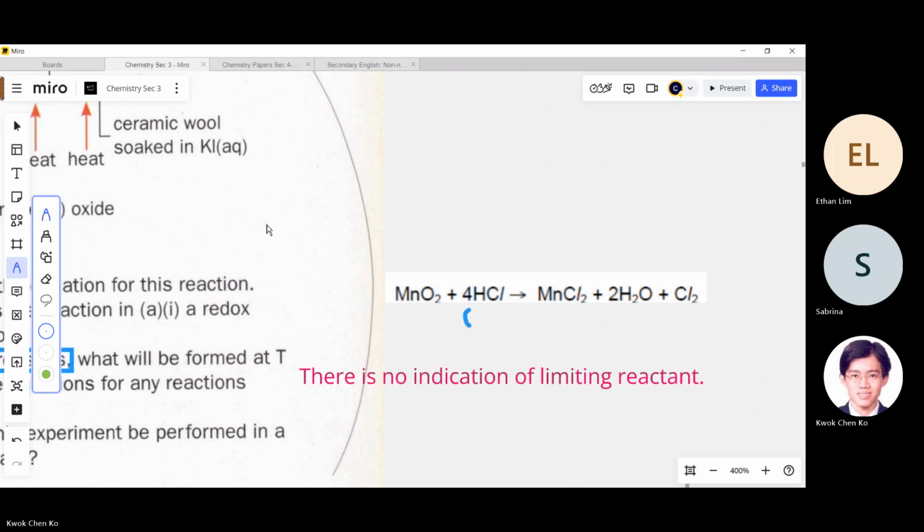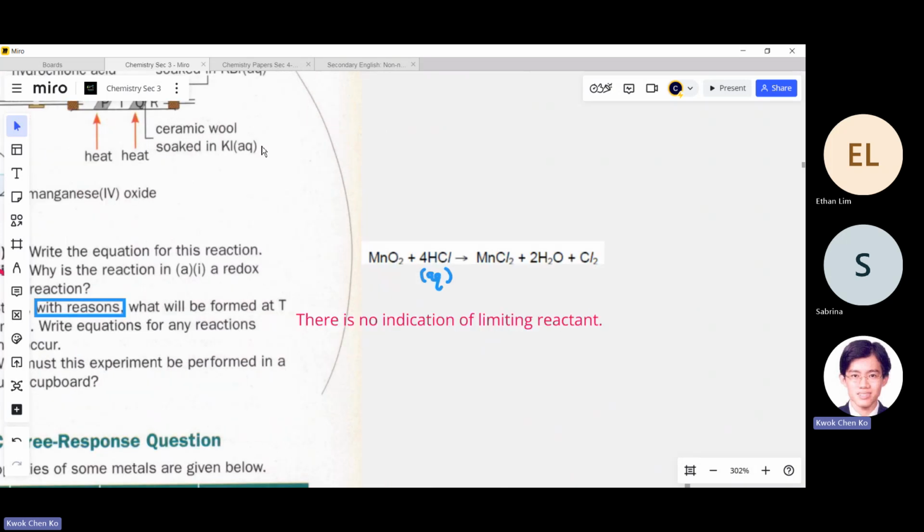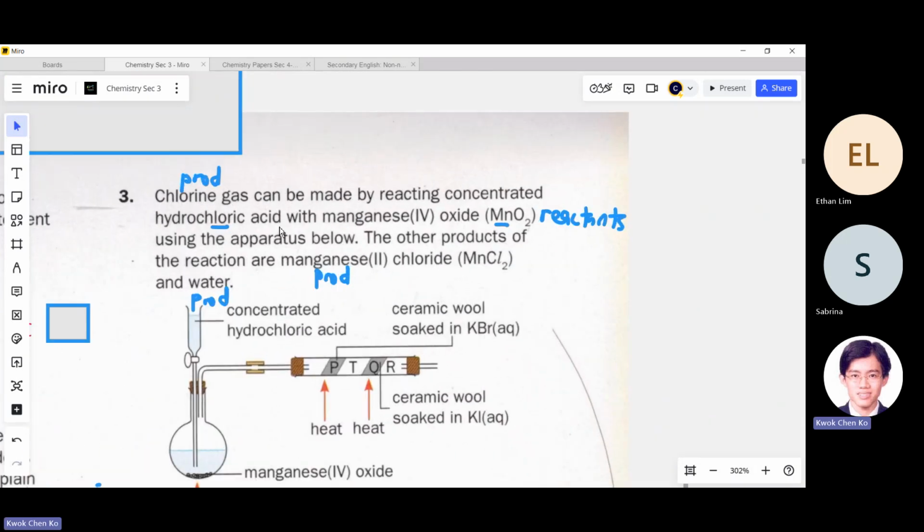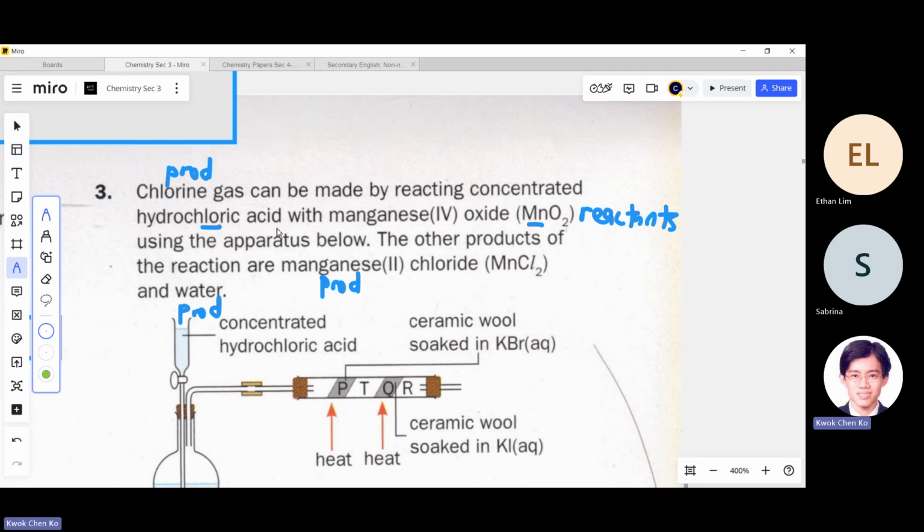HCl always equals, well, they did use the word acid, right? I believe hydrochloric acid. Once you see the word acid, automatically it's aqueous. Manganese oxide. Do you remember your solubility rules? Will you expect it to be soluble in water? No way. Okay, so it's going to be solid.